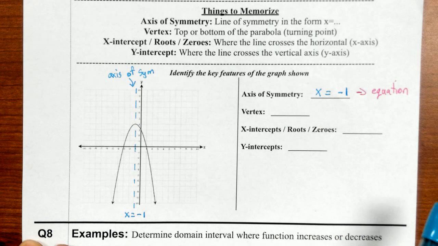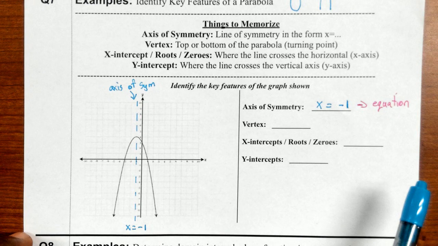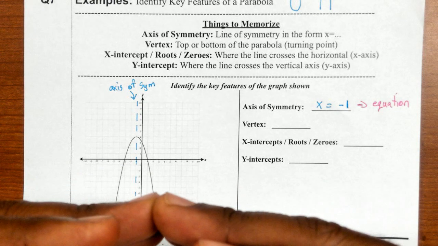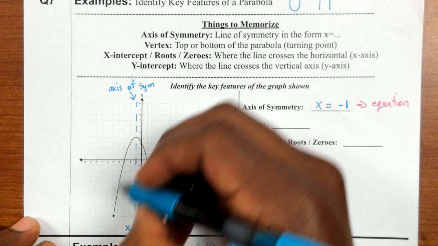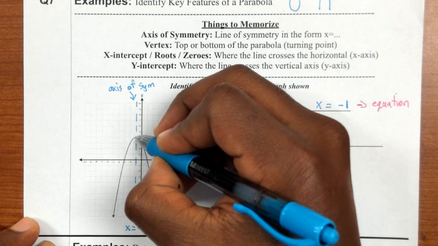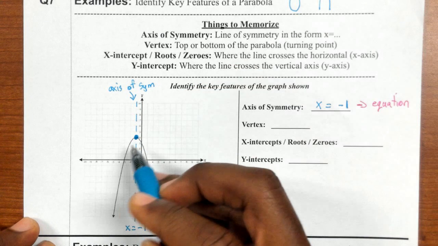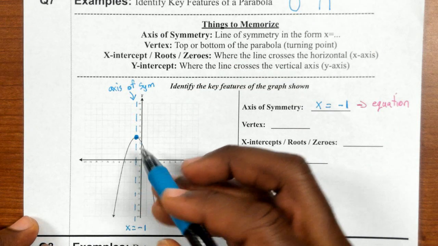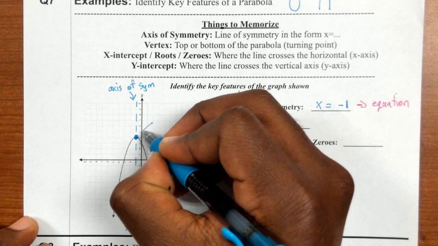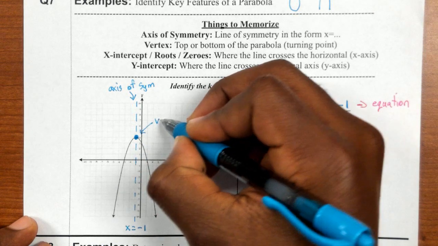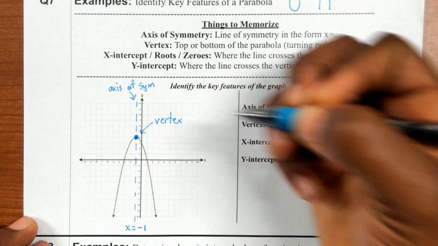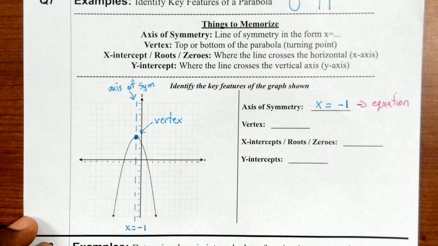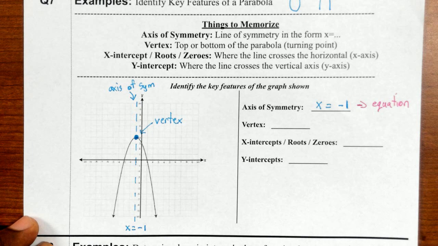We're going to identify something called the vertex. The vertex is where all points meet. In this case, all points would meet right up here at the top. So this point right here represents your vertex. However, your vertex is a coordinate, so it's going to be an x and a y value.